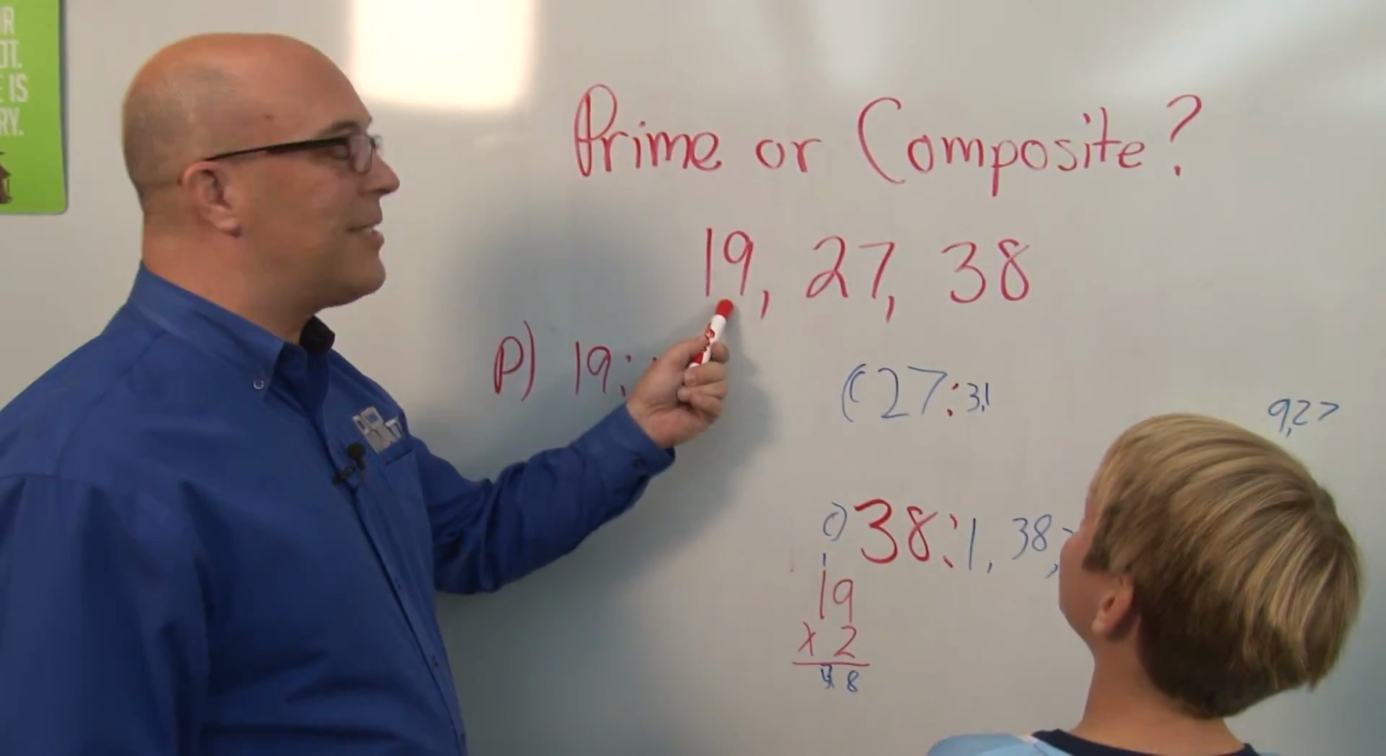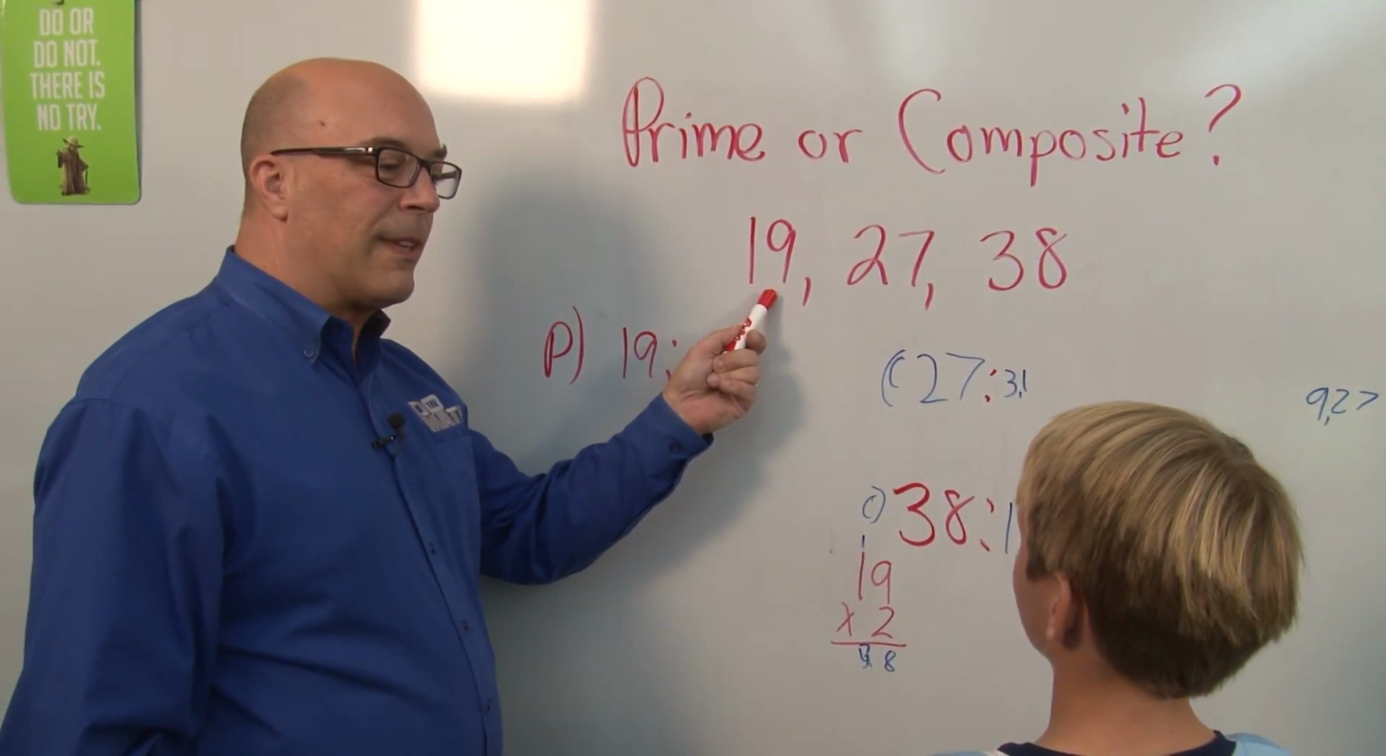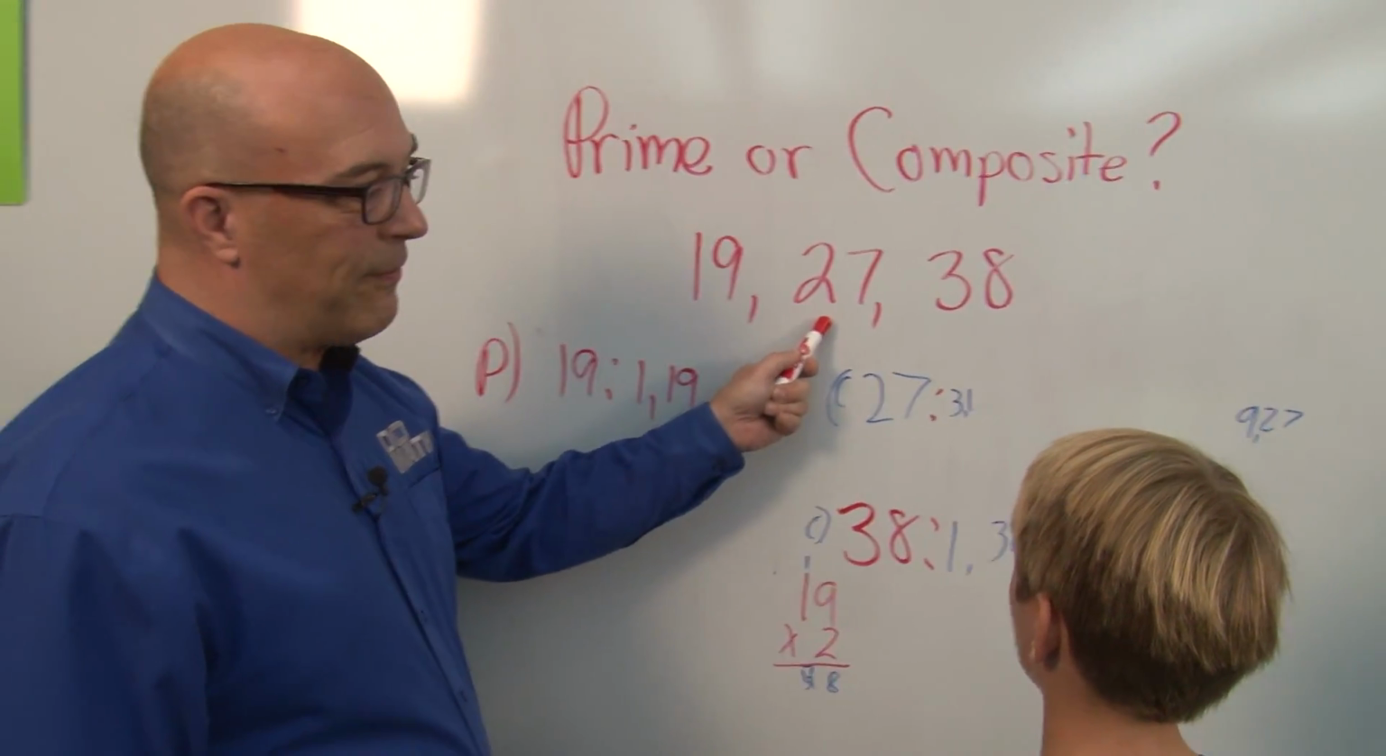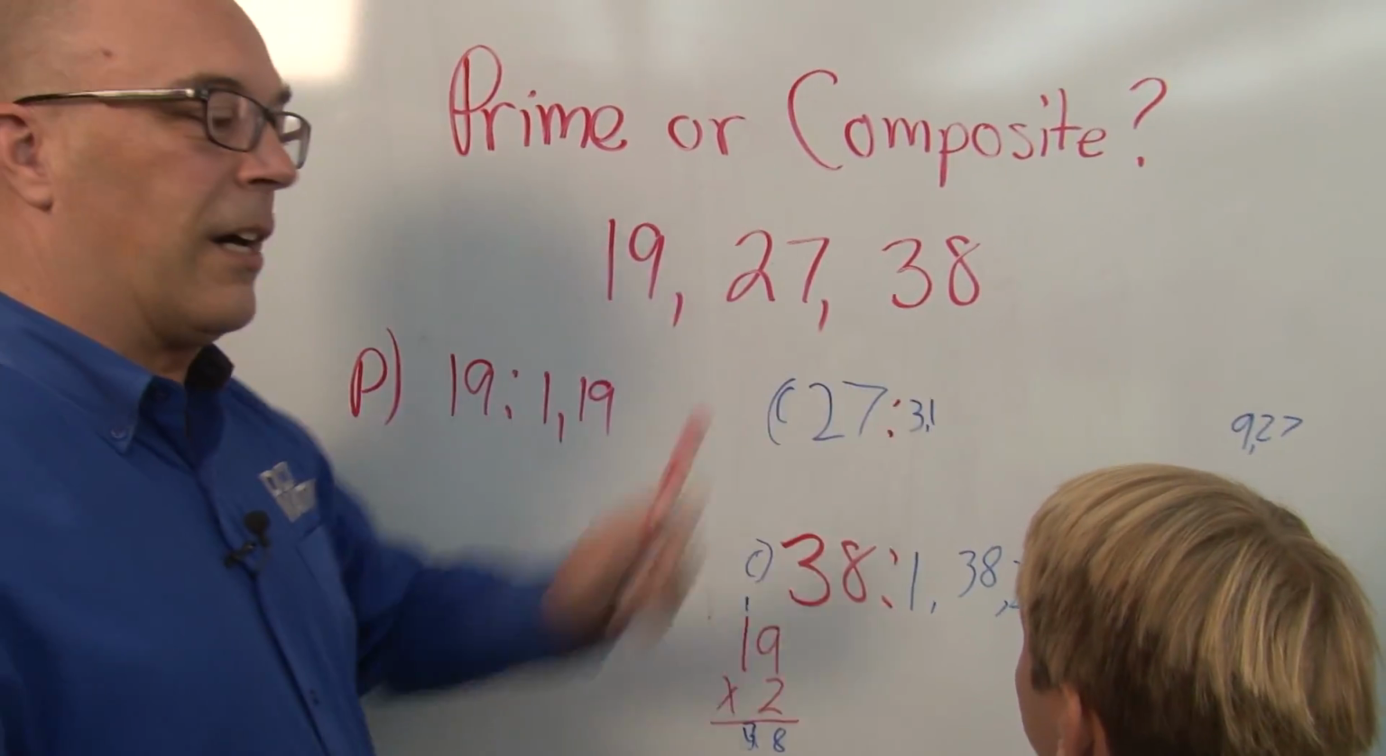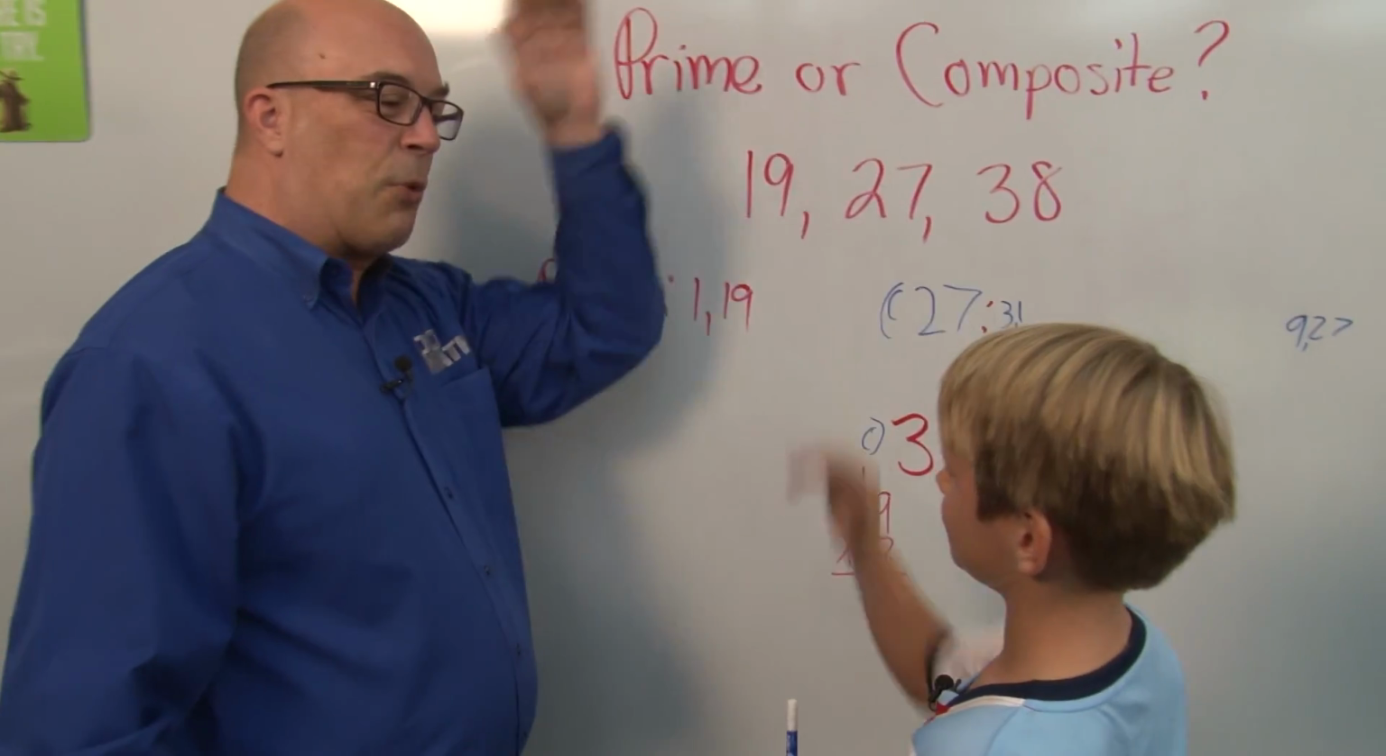Let's finish up with our math. Okay. So once again, 19, prime or composite? Prime. 27? Composite. 38? Composite. All right. Nikita, nicely done. Nice to see you guys rocking at school today.